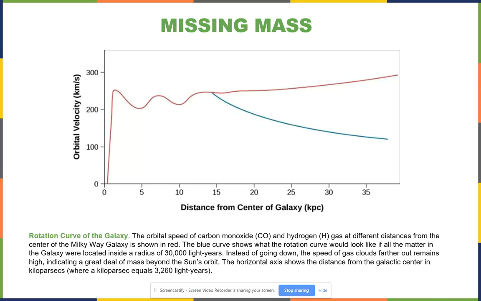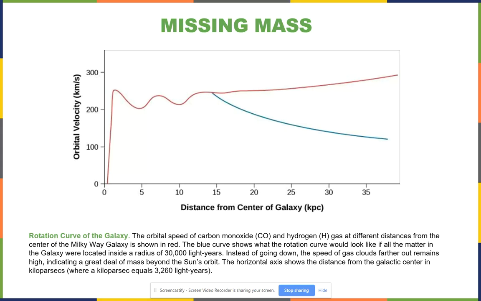And that blue line, it says down there below that it's what it would look like if all the matter were located inside a radius of 30,000 light-years. Basically, the blue line matches all of the matter we see in the Milky Way galaxy. And so we should have the orbital velocity of stars that are far out, like 25 kiloparsecs from the center of the Milky Way galaxy, having slower and slower speeds following that blue line, because the amount of mass that should be added out there is virtually none. But what's observed with those different stars is the red line.